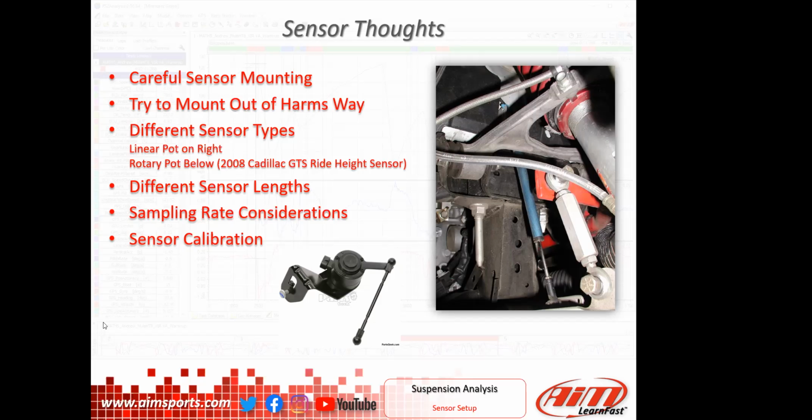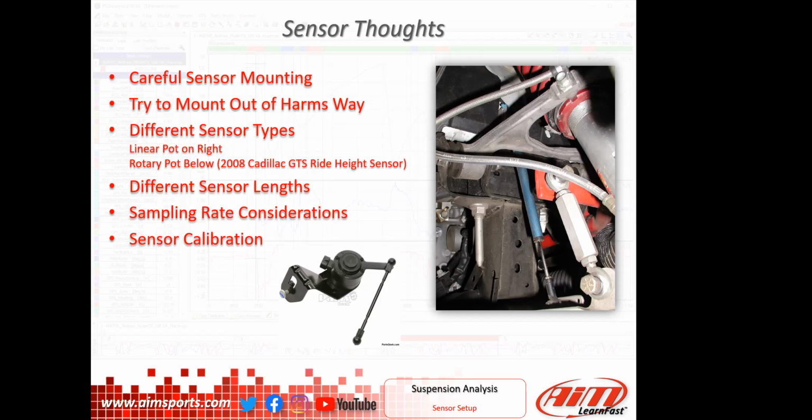You just need to make a couple of special mounts, and you stick them up in there, and then you're off and running. There are different sensor lengths. This potentiometer here might be 150 millimeter travel. Depending on where you're putting it, what you really want to do is get that thing where it's using most of the sensor.